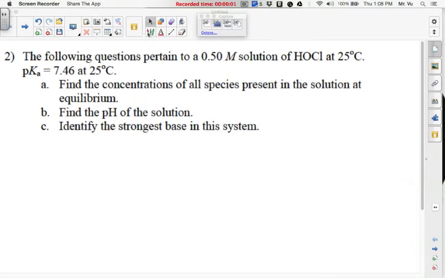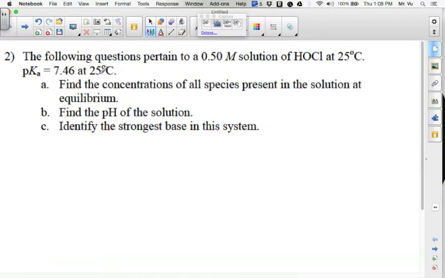So here's a question from the acid base 2. It says the following question pertains to 0.5 molar of HOCl at 25 degrees Celsius and the pKa of 7.46 at 25 degrees Celsius. For part A, we have to find the concentration of all the species present in solution at equilibrium. Then we have to find the pH of the solution and then identify the strongest base in the system. So the first thing I'm going to do is I see this pKa here.